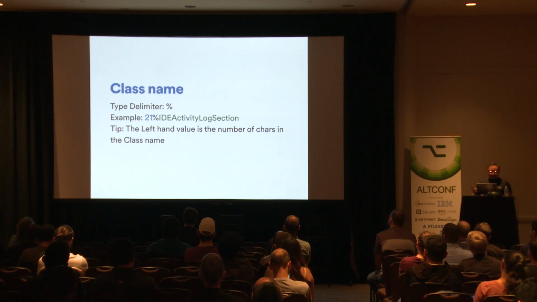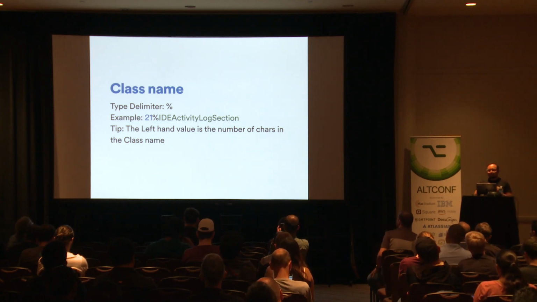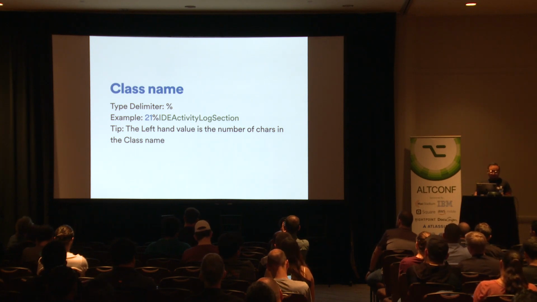And then we have the last two types. One is called class name, or type. The type delimiter is the percentage sign, and it's pretty similar to the string. The value at the left is the number of characters that you have to count to get the class name. In this case, the class name is IDEActivityLogSection.